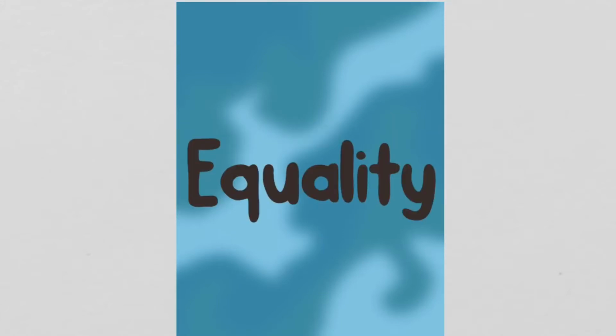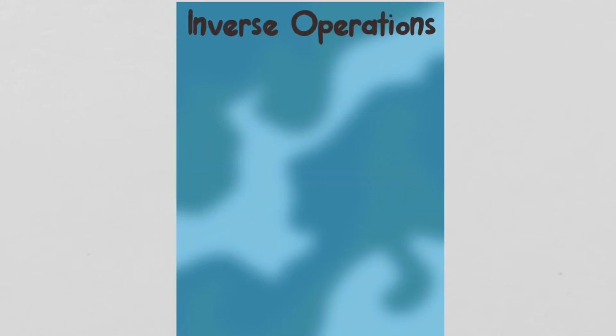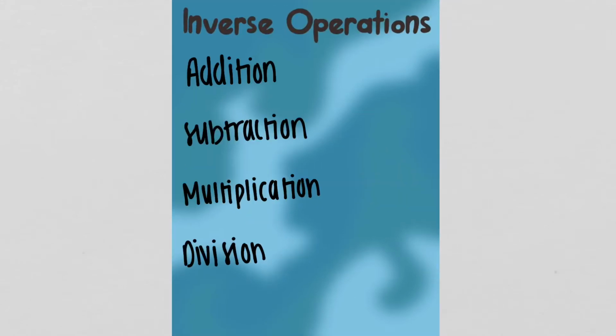So just really quick, with solving equations, you want to remember equality. It has to be equal. What you do to one side, you must do to the other side as well. So we first need to talk about our inverse operations. So we have 4 operations: addition, subtraction, multiplication, and division. And you'll see in a little bit, when we're solving, we have to use those inverse operations to undo them.